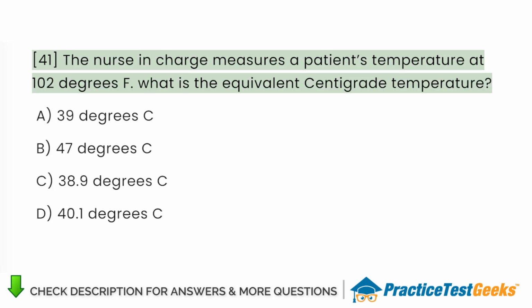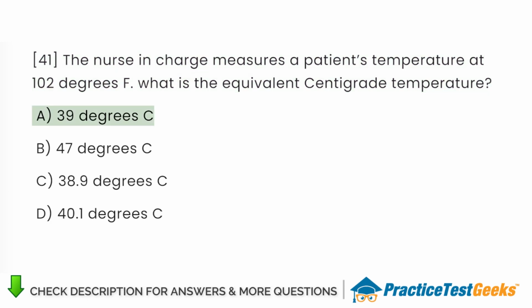The nurse in charge measures a patient's temperature at 102 degrees Fahrenheit. What is the equivalent centigrade temperature? A. 39 degrees Celsius. B. 47 degrees Celsius. C. 38.9 degrees Celsius. D. 40.1 degrees Celsius.